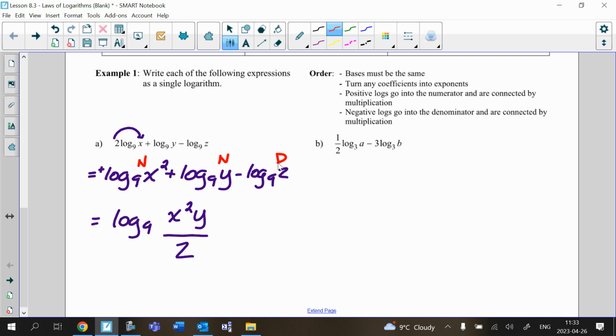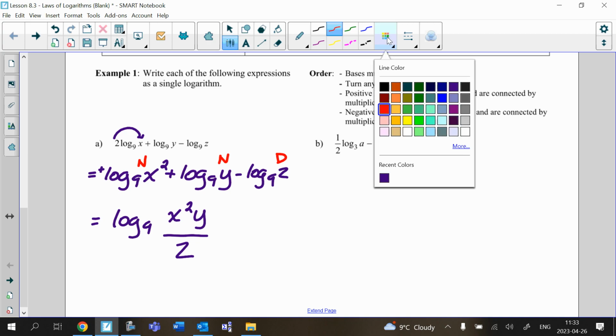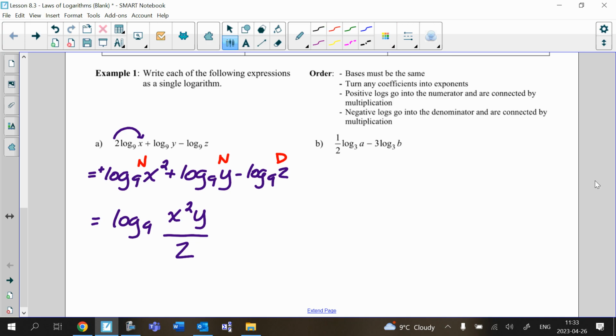So you want to move any coefficients first, and then use the other 2 log laws to make a single log expression. So for B, I've got a number in front here, I've got a number in front here, so I want to move them to exponents. So 1/2 times log base 3 of A is the same as log base 3 of A to the 1/2. All I'm doing is just moving it into the exponent into the log.